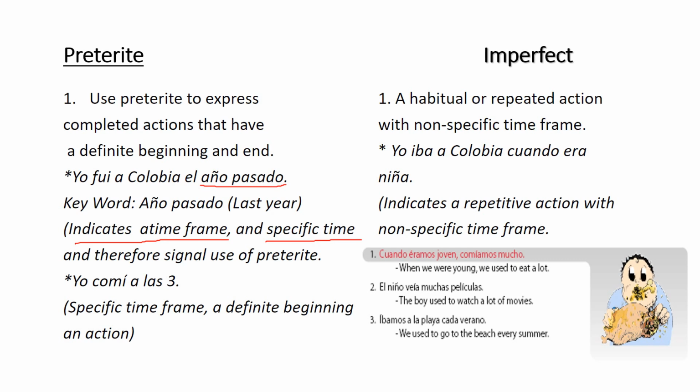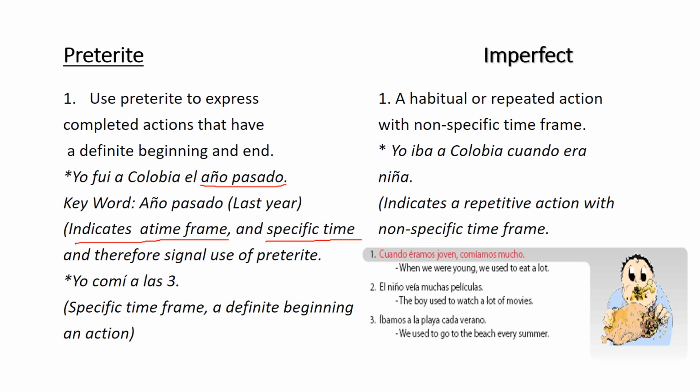Take a look at the example below. Cuando éramos jóvenes, comíamos mucho. When we were young, we used to eat a lot. You see, habitual action. That's why we use imperfect. Number 2, el niño veía muchas películas. The boy used to watch a lot of movies. Again, used to. Habitual or repeated actions.